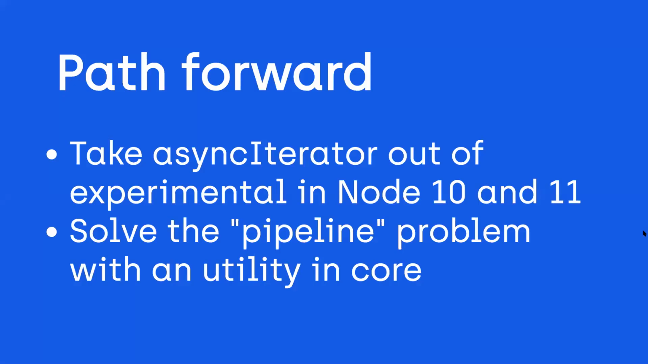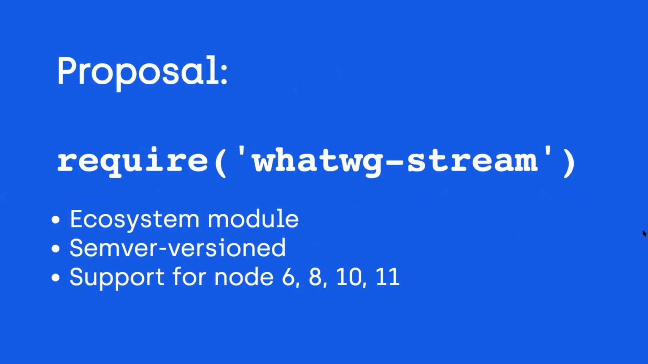So I'm going to wrap up. The path forward is to take async iterators out of experimental in Node 11 and solve the pipeline problem, maybe with a utility in core or something like that. I also want to propose writing a new ecosystem module and maintaining it as part of the Node organization, called what2g-stream, which is semver, in the ecosystem, and supports all Node versions. So it's basically our official compatibility layer between the two, which currently does not exist.